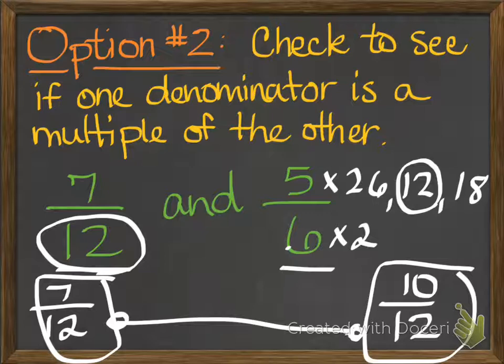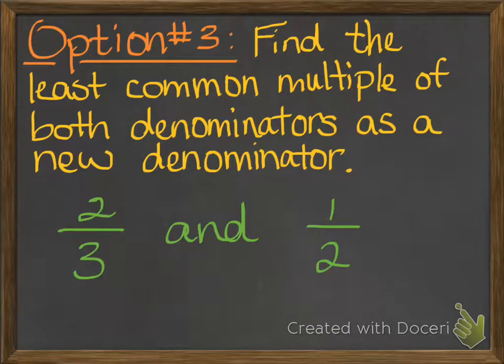Now if it isn't, you can multiply the denominators together like we did in option number 1, or you can use option number 3 and find the least common multiple of both denominators as a new denominator. Okay, now last time we learned how to do the least common multiple. That's what we're going to use to find the least common multiple to use for our common denominator.